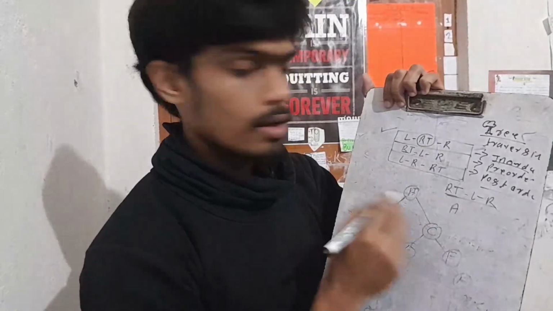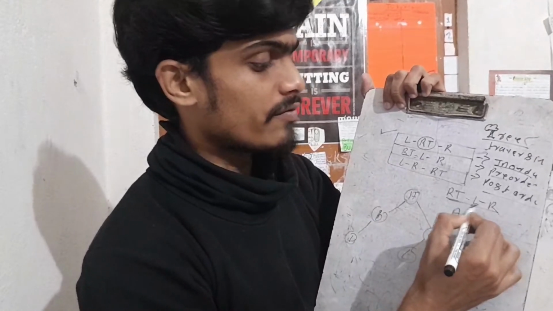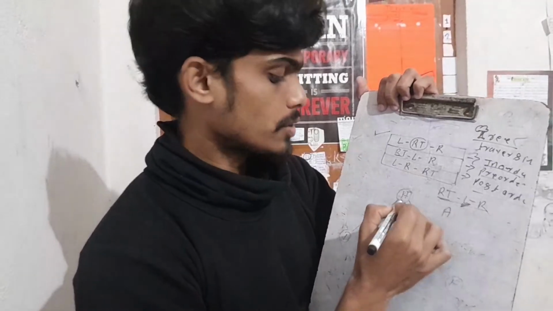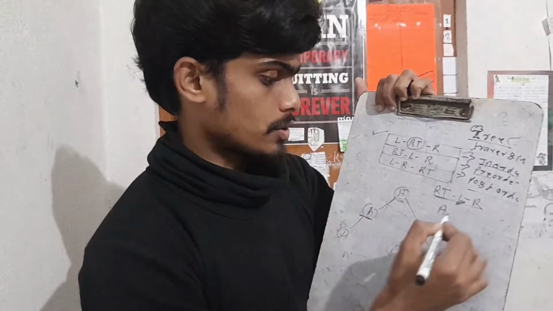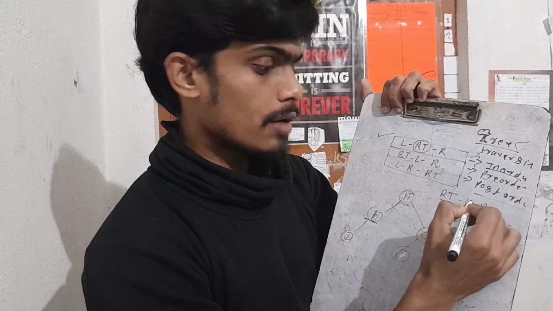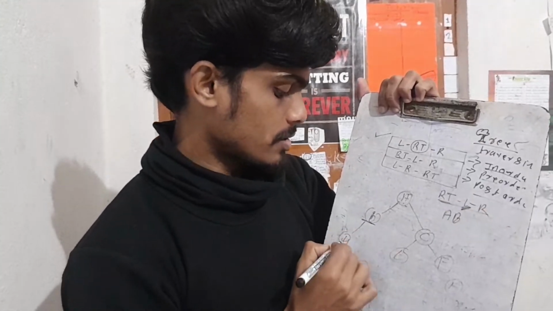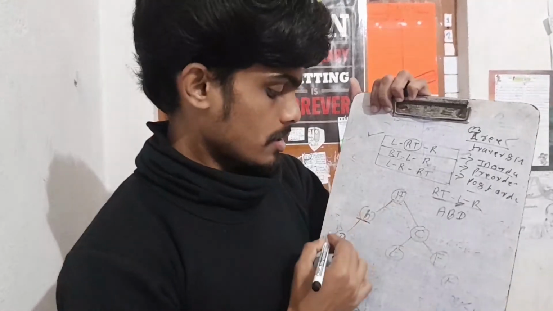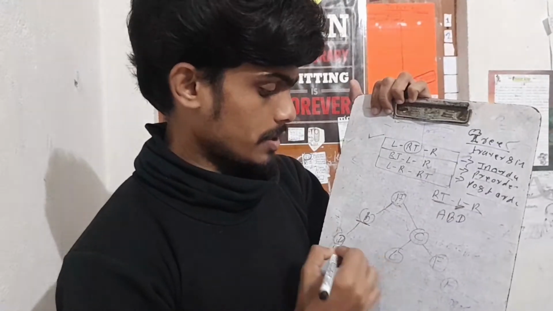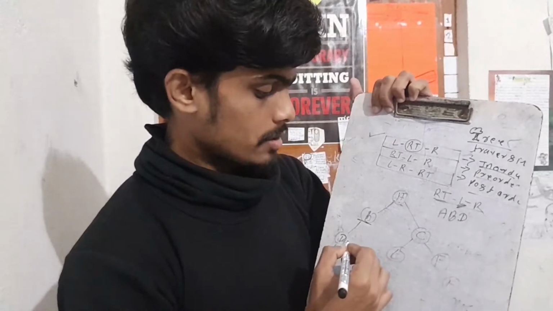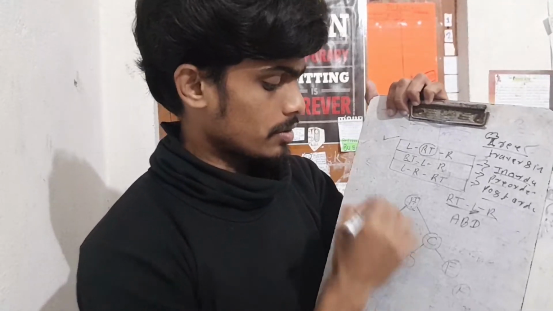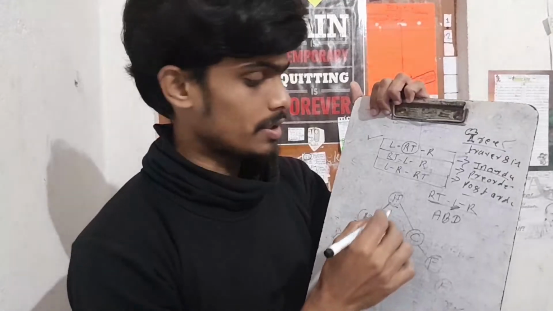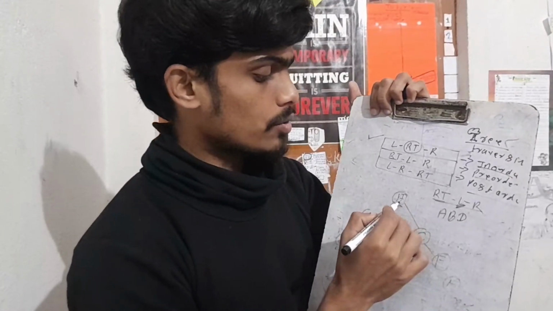Okay. Now we will go to the left of this. So left is what? B. So B will be displayed. Now we go again to the left of this B. What is it? D. Fine. Completed. Now we have right. Right is empty. Go to the B. B's right is empty. Now go to the A.